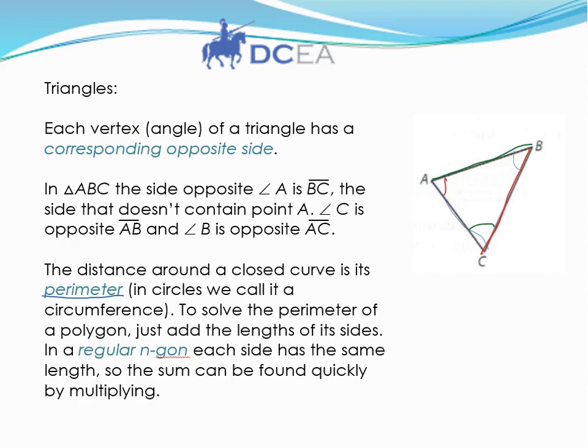Let me give you an example. If AB was 4, BC was 3, and AC was 3, we would add the sides, and the perimeter, or P, would equal 4 plus 3 is 7, 7 plus 3 is 10.